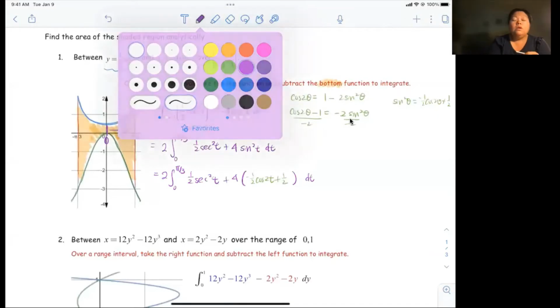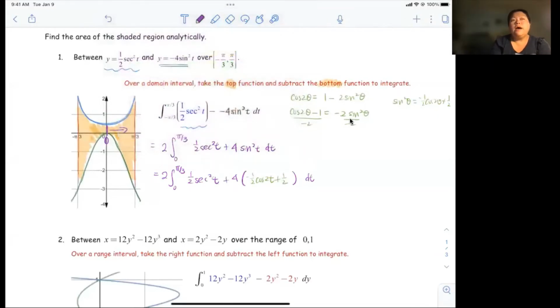So really the goal of this lesson is not only to show you how to figure out the area between two functions, the top minus bottom or the right minus left, but also show you some of the tricks that you may encounter when you have different functions. Like in this case, we have to change it from an original sine squared to a double angle formula or double angle identity to make it something that you could take the integration of.